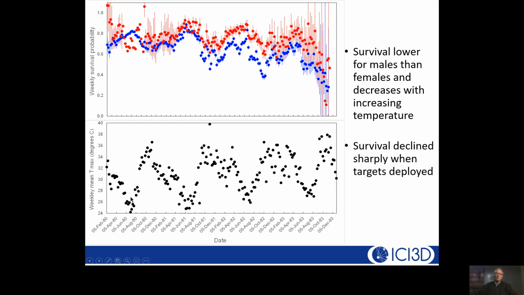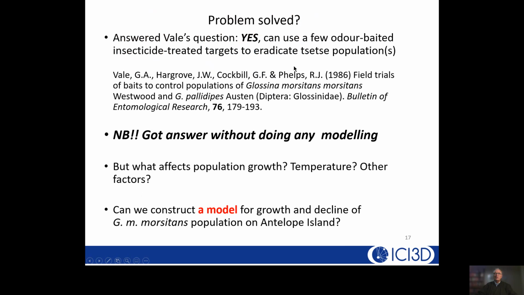And what happens is when it gets very hot, this is the temperature down here, it gets very hot in October, November, the survival probability is low. When it gets cooler in June, July, then the survival probability is rather higher. So we got all that information.